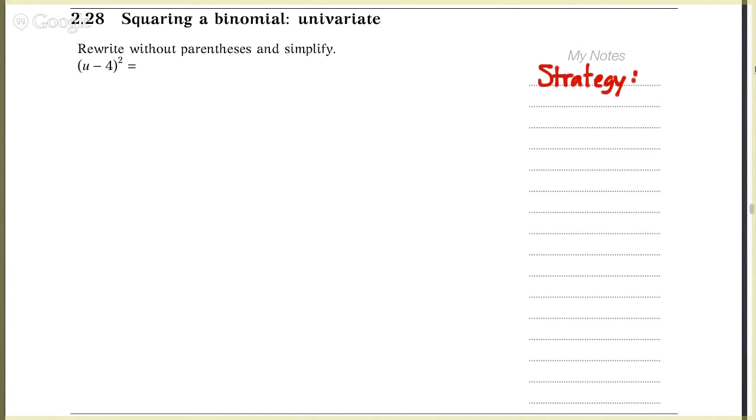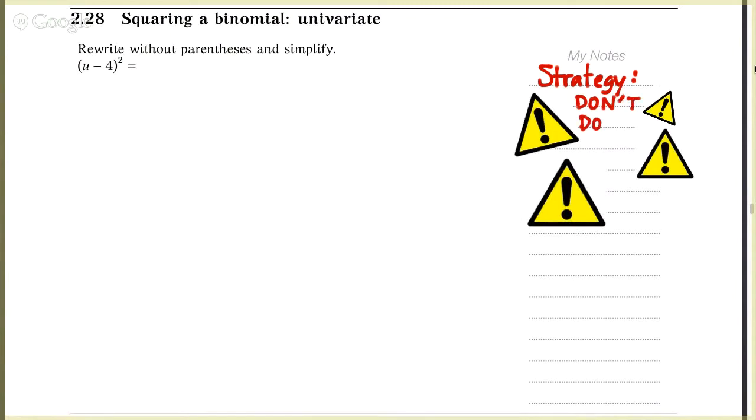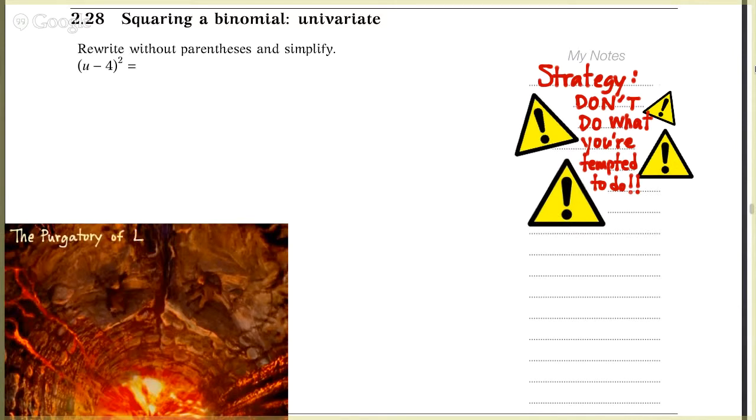So what's our strategy going to be? Our strategy begins with not doing something. Specifically, don't do what you're probably tempted to do when you first look at this expression. What are you tempted to do? You're tempted to do that thing that lands algebra students into the purgatory of lost points. So here's what not to do before we talk about what to do.